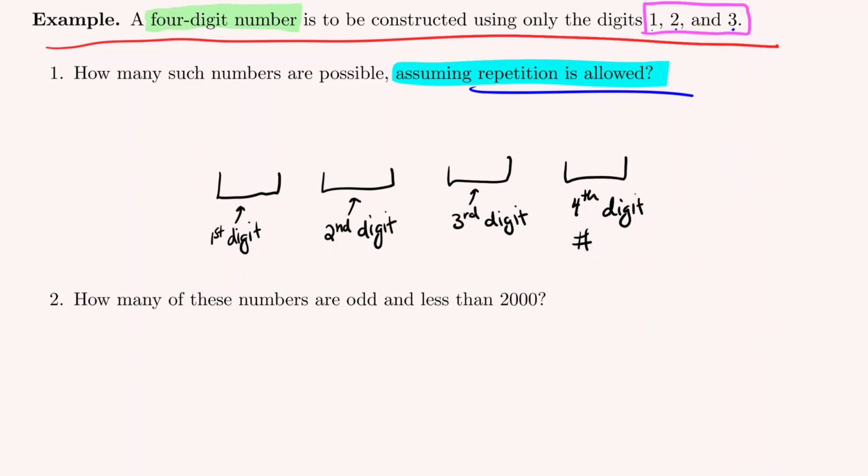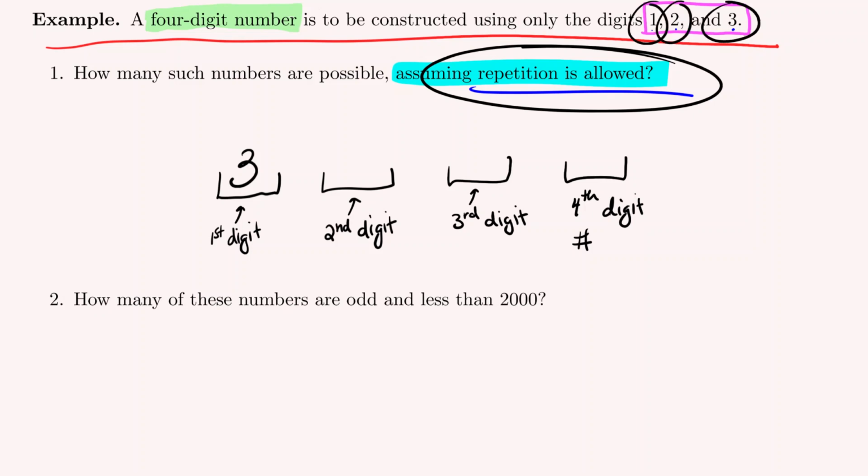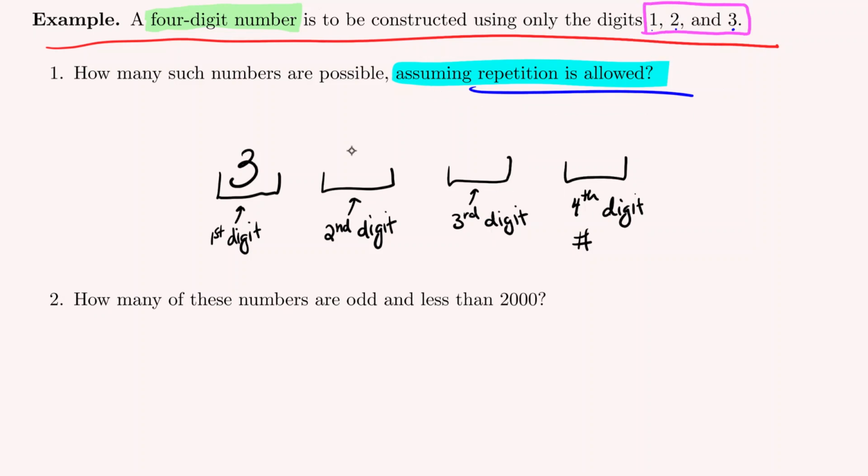So how many ways could I pick the first digit? Well, I could use either 1, 2, or 3. That means there's 3 ways in all. So I put down 3 ways to pick the first digit. How many ways could I pick the second digit? Well, since repetition is allowed, I still have all the original 3 digits available to be used. So there's still 3 options for the second digit. Since repetition is allowed, there's 3 options for the third, 3 options for the fourth.